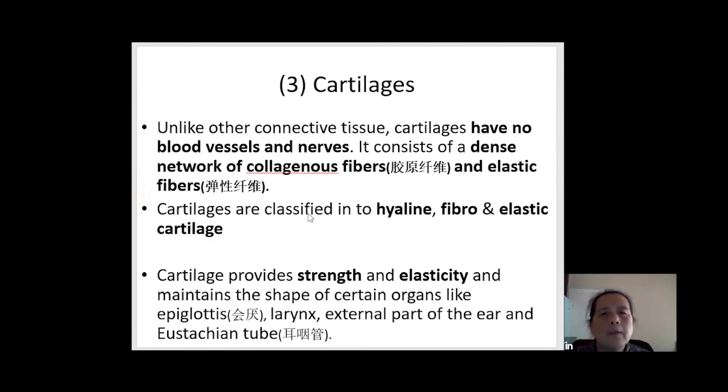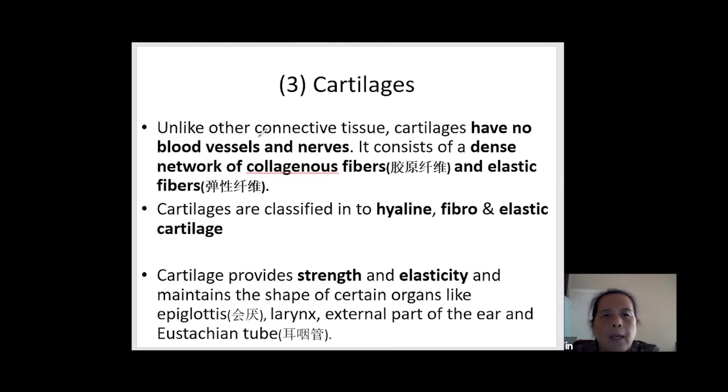Then we go to the third category for connective tissue. We say connective tissue, we got 5 categories totally. The first layer is loose connective tissue. The second one is dense. The third one is the cartilage. So cartilage connective tissue, they have their special locations.